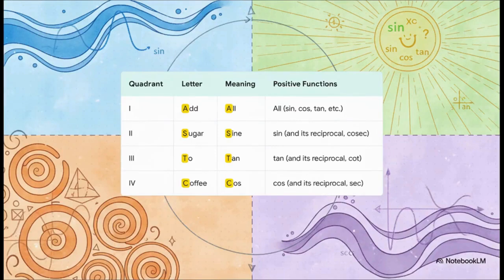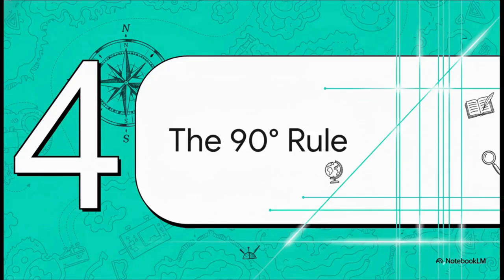So here's how that code works. The A from add is for Quadrant I, and it means all functions are positive. The S from sugar is for Quadrant II, meaning only sine is positive there. T from to is for Quadrant III, where only tan is positive. And finally, C for coffee is for Quadrant IV, where only cosine is positive. And that's it. That's the entire code for remembering the signs. All right, so we've got our map, we've got our secret code. All we need now are the rules of travel. This is what I call the 90-degree multiple rule, and it is the last piece of this entire puzzle.